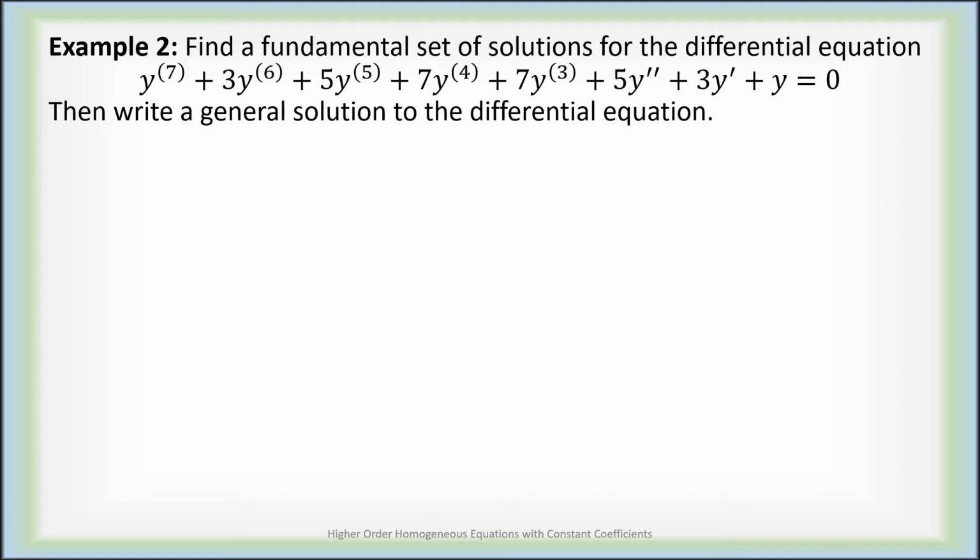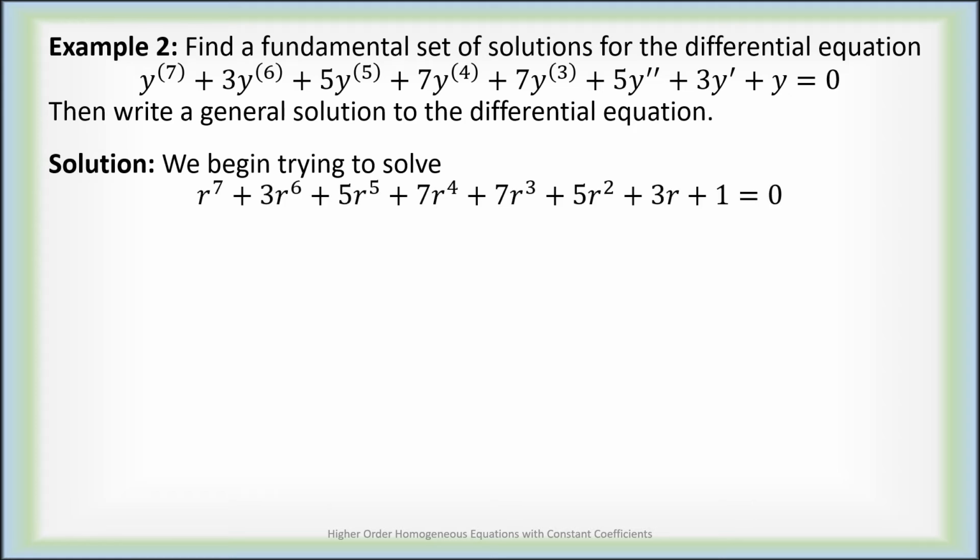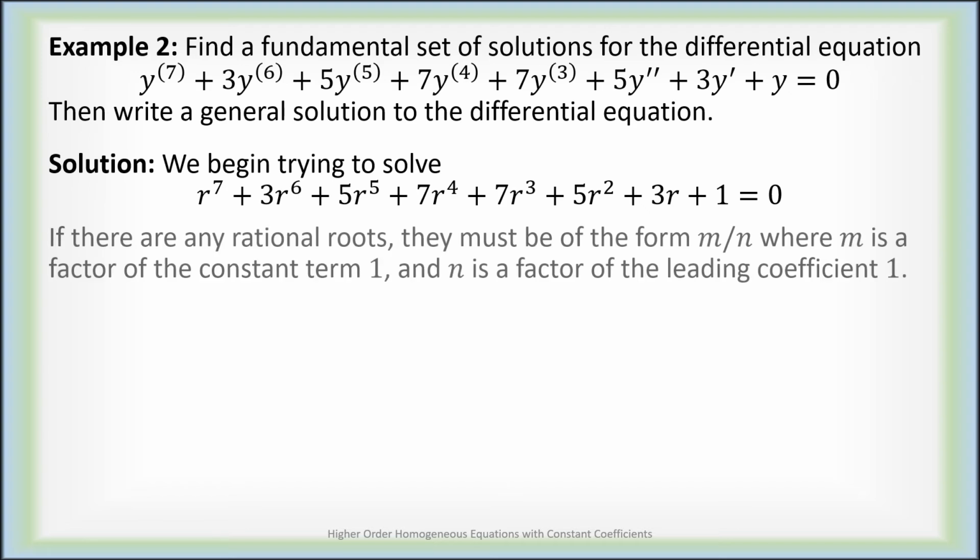For a second example, find a fundamental set of solutions to the differential equation given here. Then write a general solution to the differential equation. Well, we set up our characteristic polynomial and set it equal to 0. R to the 7th plus 3r to the 6th plus 5r to the 5th plus 7r to the 4th plus 7r cubed plus 5r squared plus 3r plus 1 equals 0.